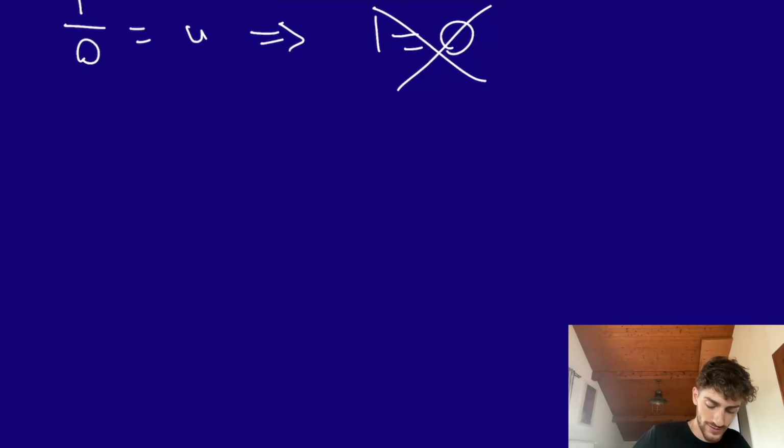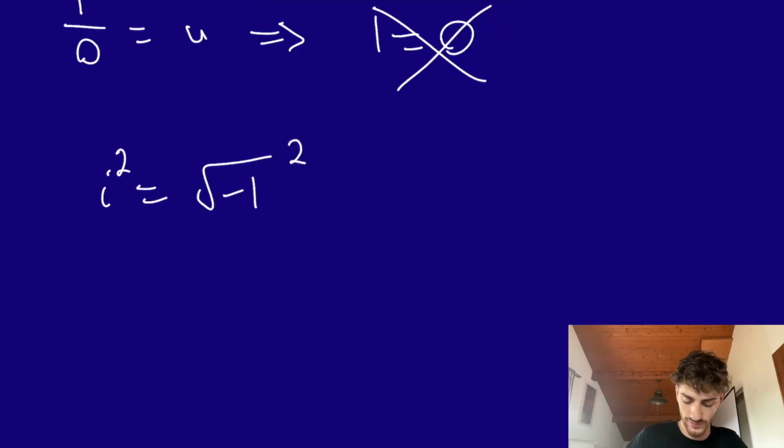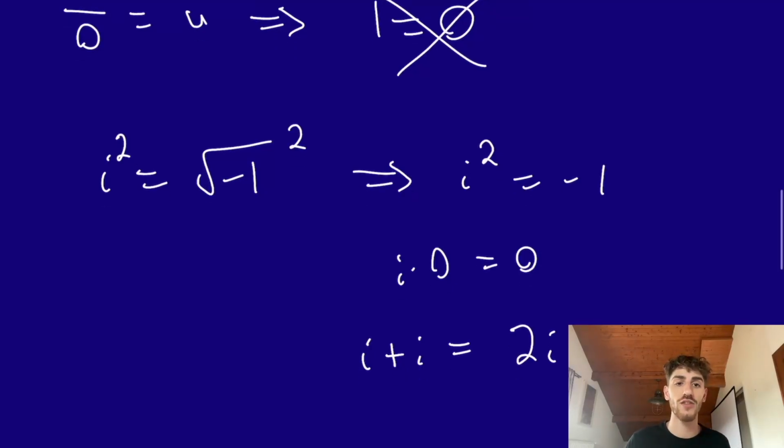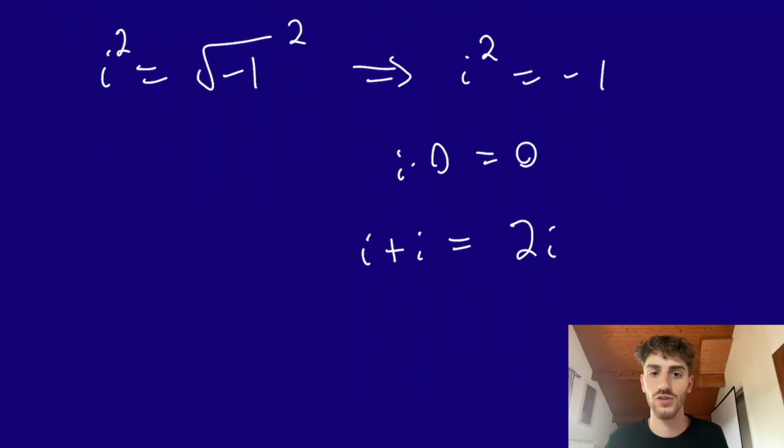But i is perfectly fine, okay? It equals the square root of -1. If I square both sides, then we see that i squared is -1. If I multiply by 0, it just gives me 0, right? If I add i plus i I just get 2i, right? So it works like any other number or variable in math. So there's nothing wrong with it.